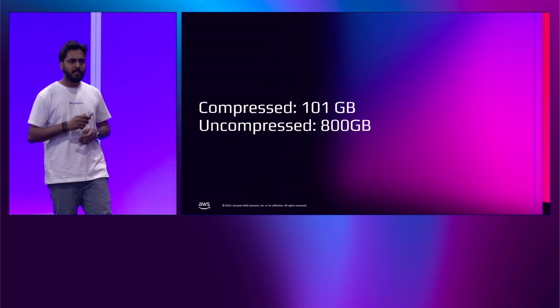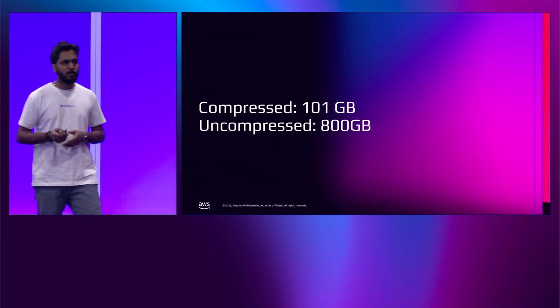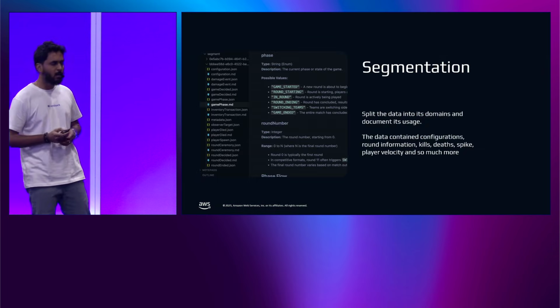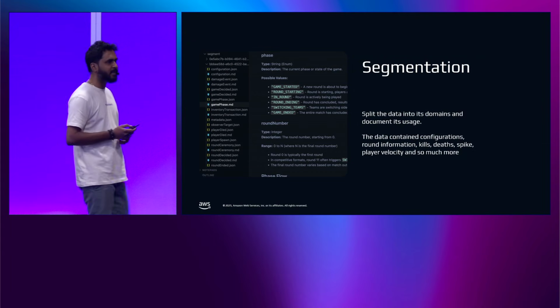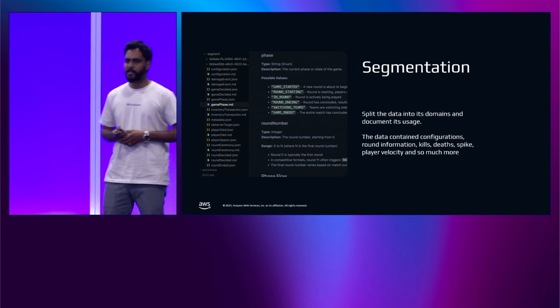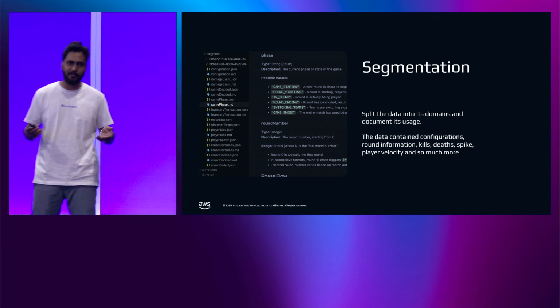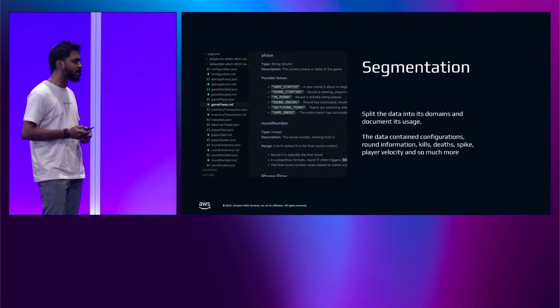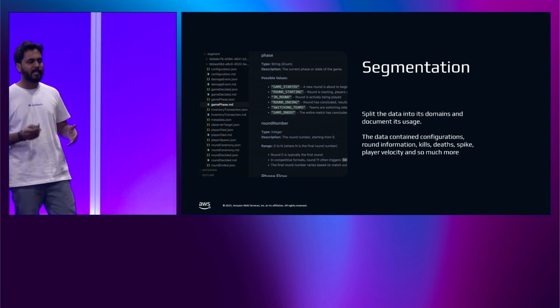So after the uncompression was done, the total size arrived at 800 GB. Now the question is, what is there in these files? What we started doing is, since it's just a JSON file, we started splitting it up based on what keys are available. And then we found all this information.